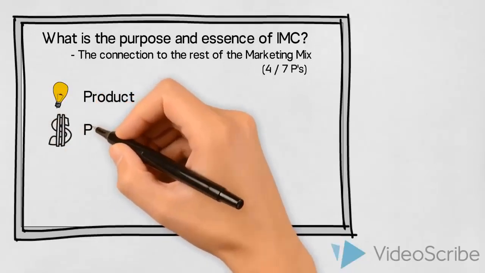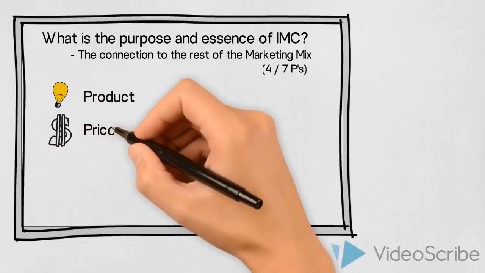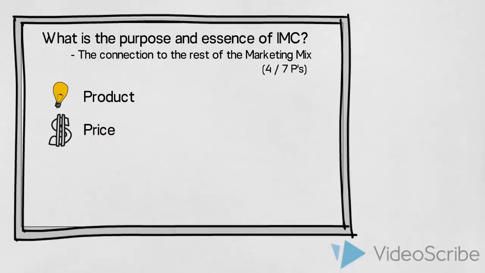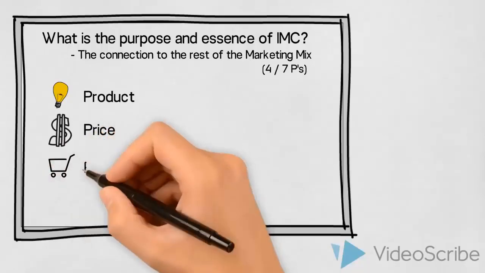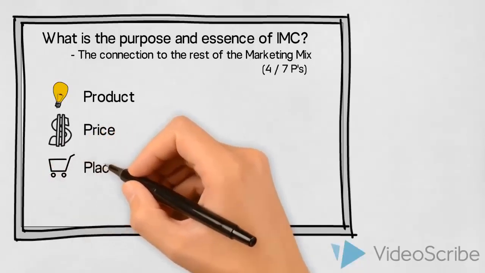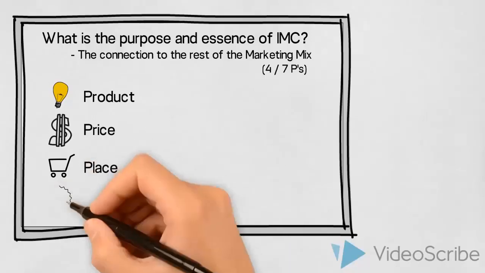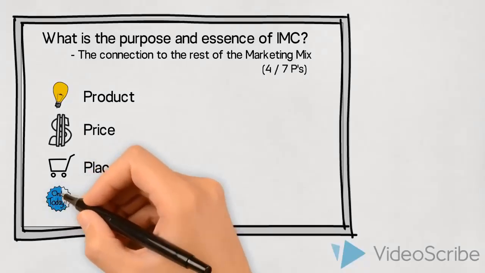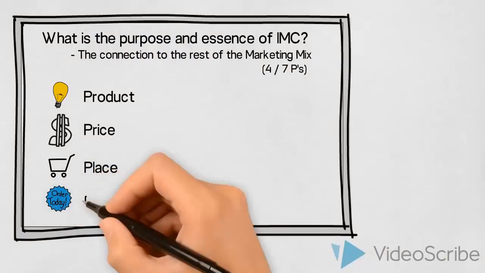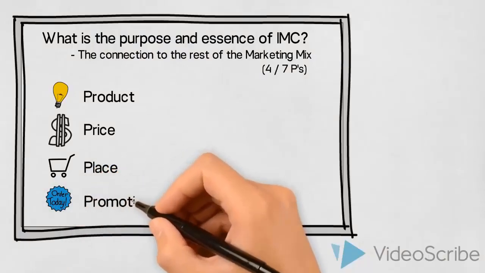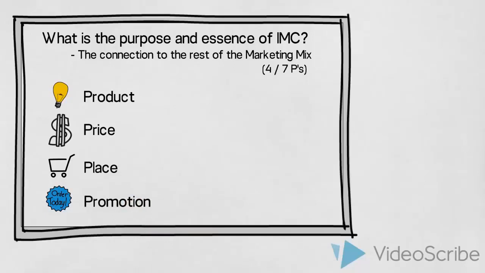Secondly, a decision on price. Thirdly, you will need to decide on the choice of place. Through which channels will you distribute the product or service? We also need to make a plan of which promotional activities we will carry out. And this is where we talk about using integrated marketing campaigns.